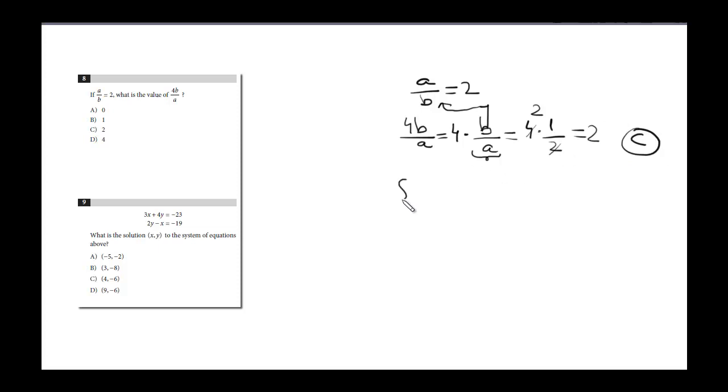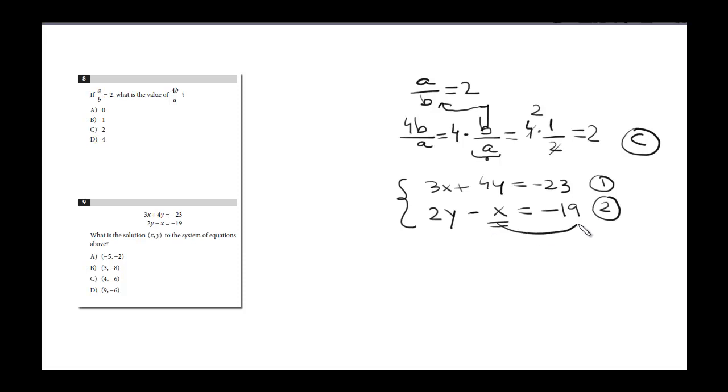Number 9 is a system of equations, 3x plus 4y equals negative 23 and 2y minus x equals negative 19, equation 1, equation 2. We can see from equation 2 we can make x subject of formula by sending x to the right hand side. So we have 2y minus 19 comes to the left hand side as plus 19 equals x.